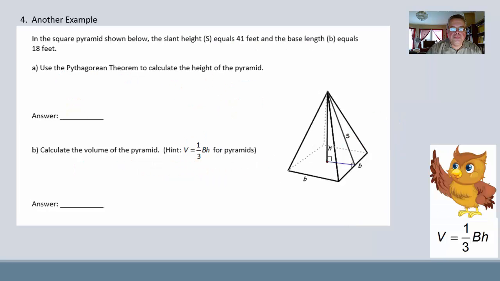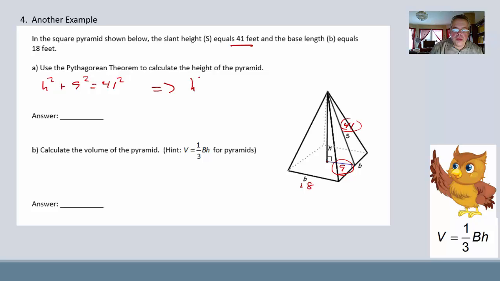One more example. All right, so this is a slightly different problem, same setup, same questions, but this time the slant height equals 41. So that distance right there is 41, and the base is 18. Remember, that's the whole length of the base. So this little part right here is half of that because it goes from the center of the square to the side. So that's 9. Okay, so the height squared plus 9 squared equals 41 squared.